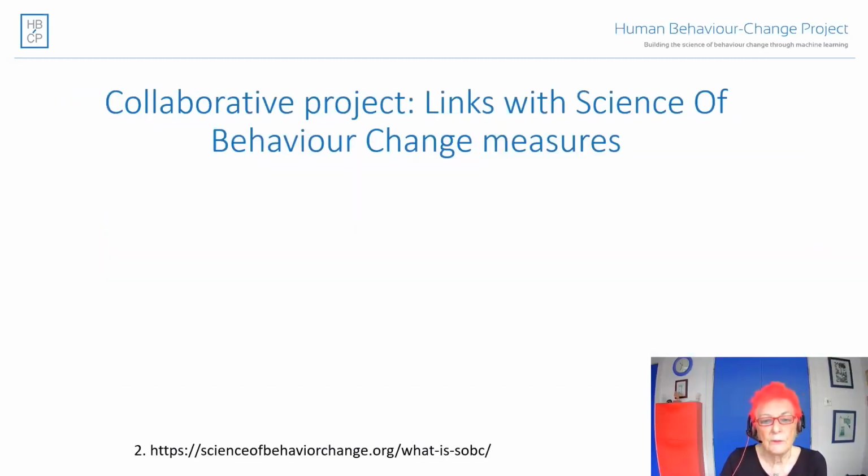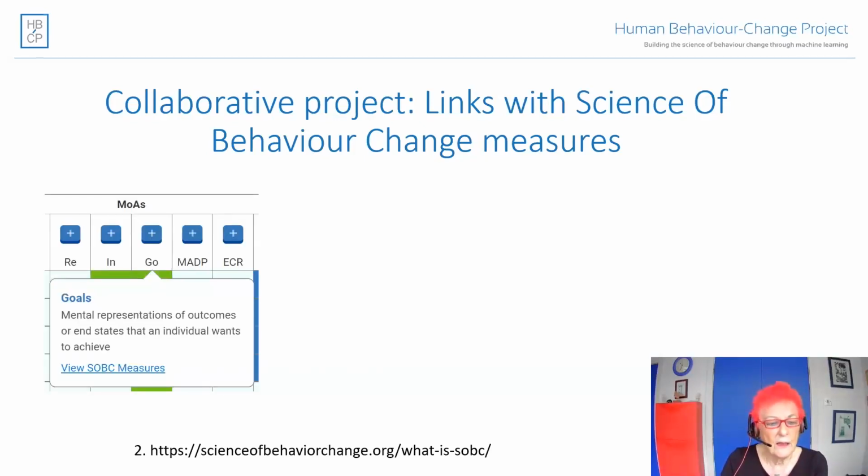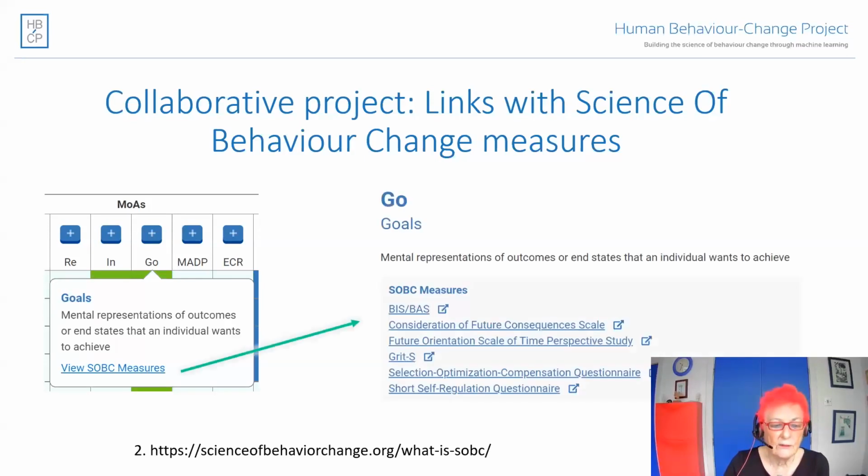So this is a collaborative project where we link with the Science of Behavior Change measures. I'm going to illustrate how you might do that. For example, if under the mechanism of action you've got a particular interest in goals, and the definition is given there, then underneath the definition of goals, you'll see this link, View SOBC Measures. If you click on that link, it links you to the Science of Behavior Change measures. And here is what you would find if you clicked on the SOBC measures for goals. There are 7 possible measures that you could use to measure goals.